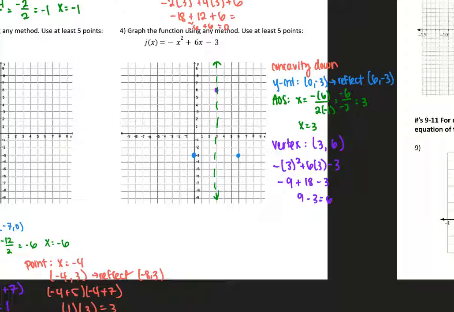And now we need one more point. So choosing a point near our vertex, I usually like to go right and see if we have a coordinate for that particular x value. Looking up and down, I don't have a point. I know it's going to be somewhere in this area, but I don't know what it is. So I'm going to plug in x equals 4.